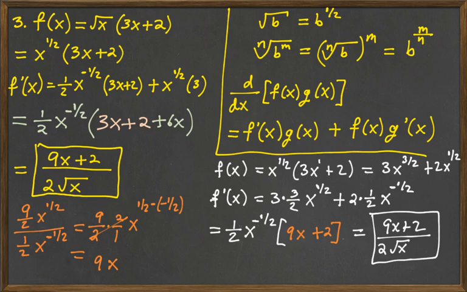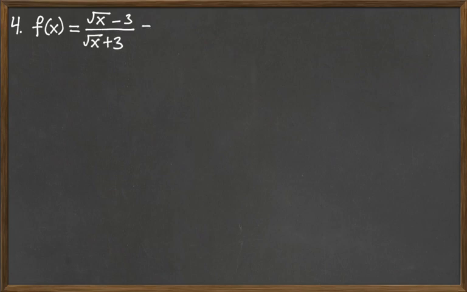Okay. So 2 more. So number 4 here, we're going to be finding the derivative of the square root of x minus 3 over the square root of x plus 3. When we're doing derivatives, usually it's helpful to rewrite the radicals as rational exponents. So that's where we get those x to the 1/2 powers from.